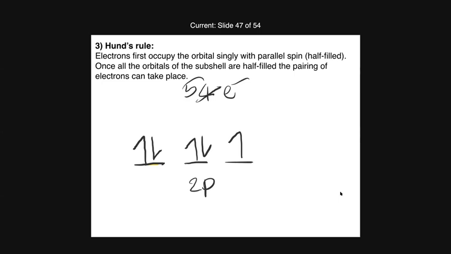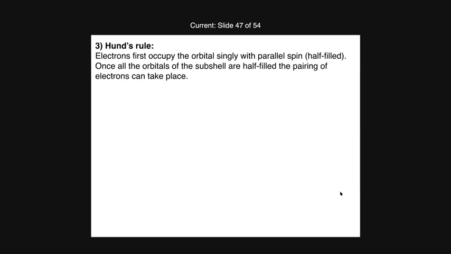If you have only 3 electrons, then what you are going to end up with would be the answer right here for 3 electrons, because you have to fill them singly with parallel spin first. You cannot pair them right away, okay? So that's what Hund's rule means, okay?